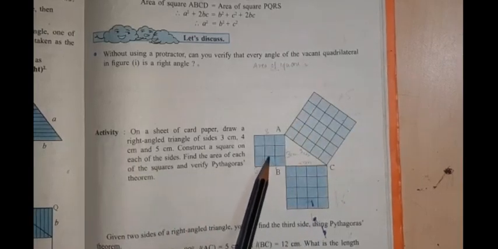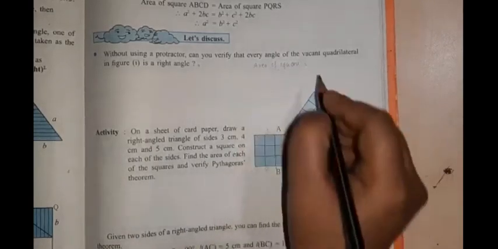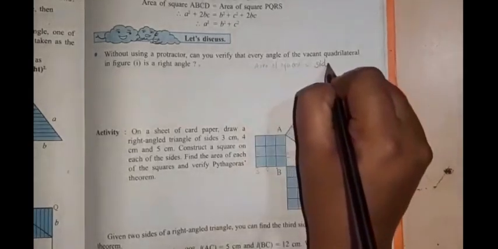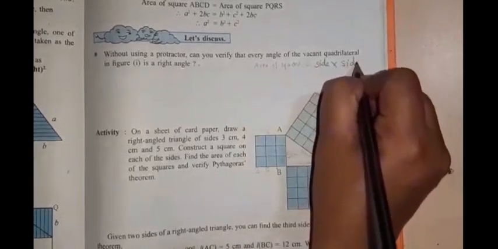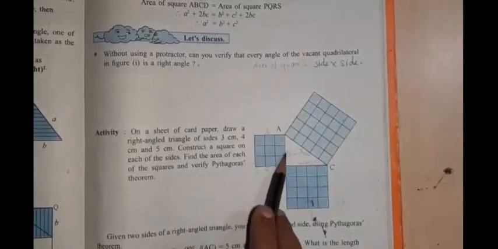Okay, so our diagram with squares is ready. Now find the area of each of the squares. Means every square's area you have to find out. Yes, and then we have to verify Pythagoras theorem. Now area of a square is how much? Yes, side into side. Now this is a square whose side is 3 everywhere.